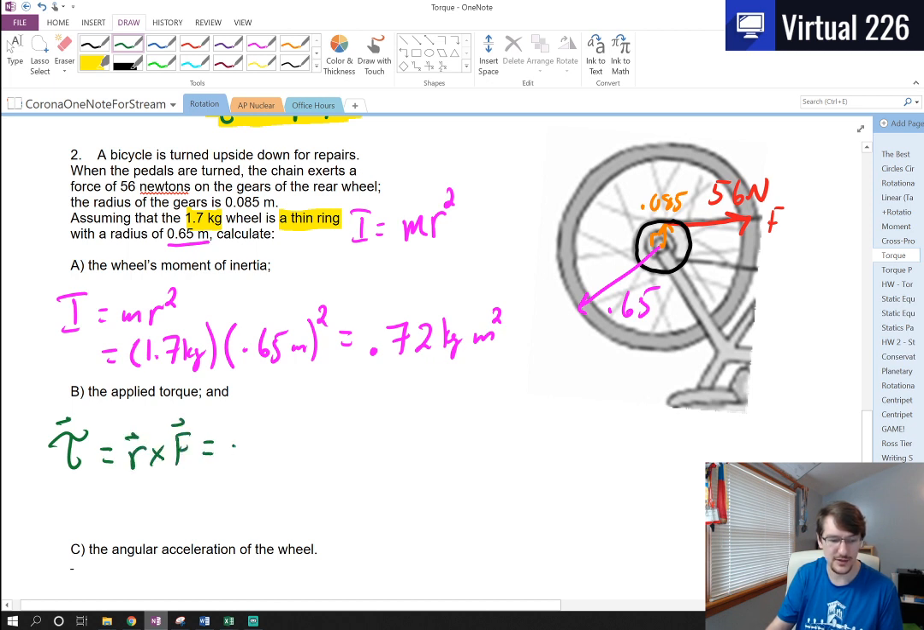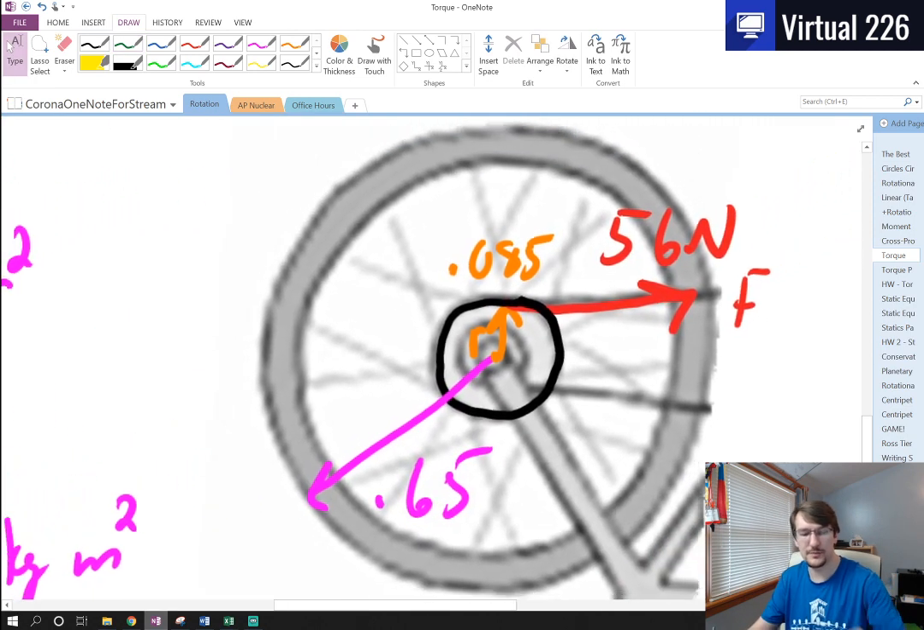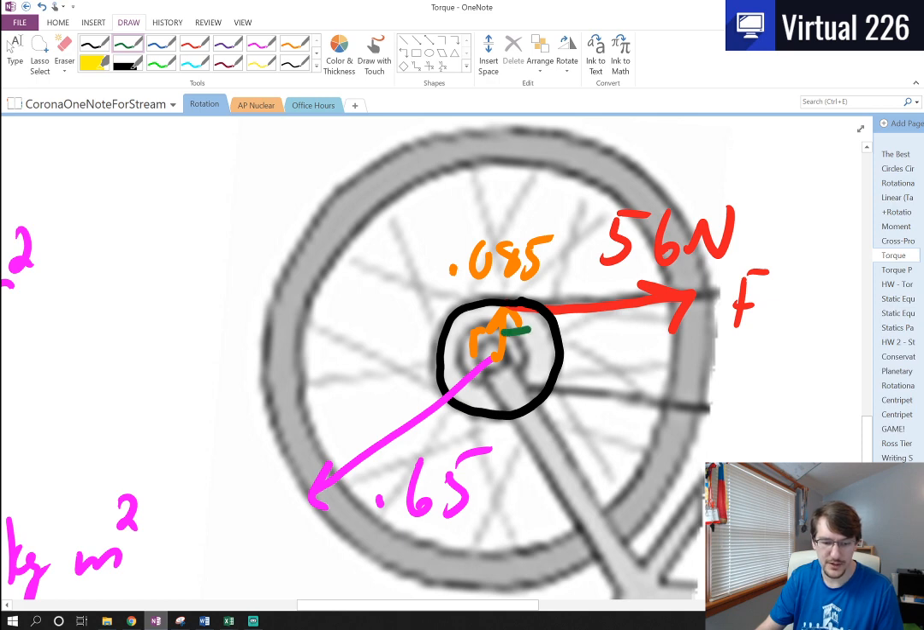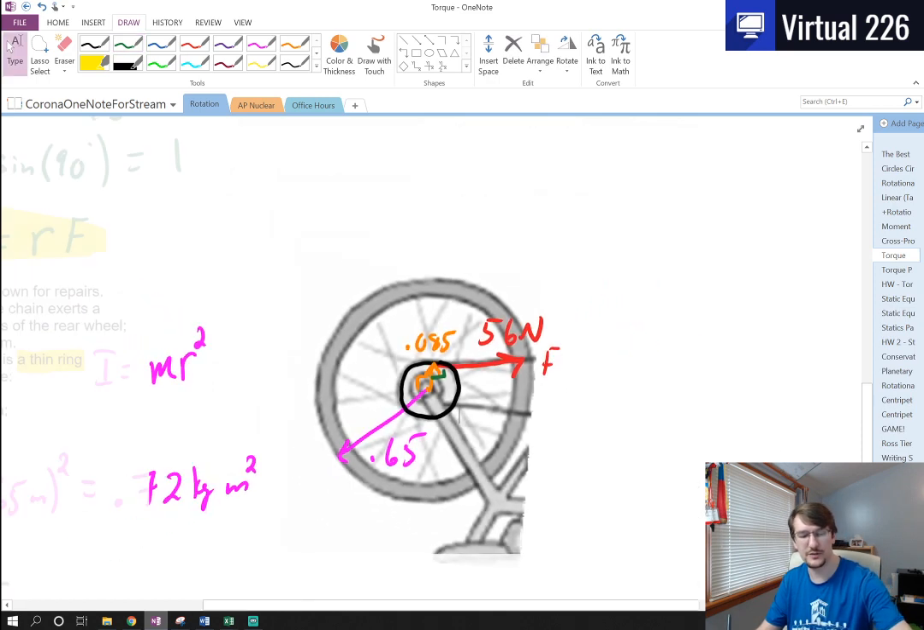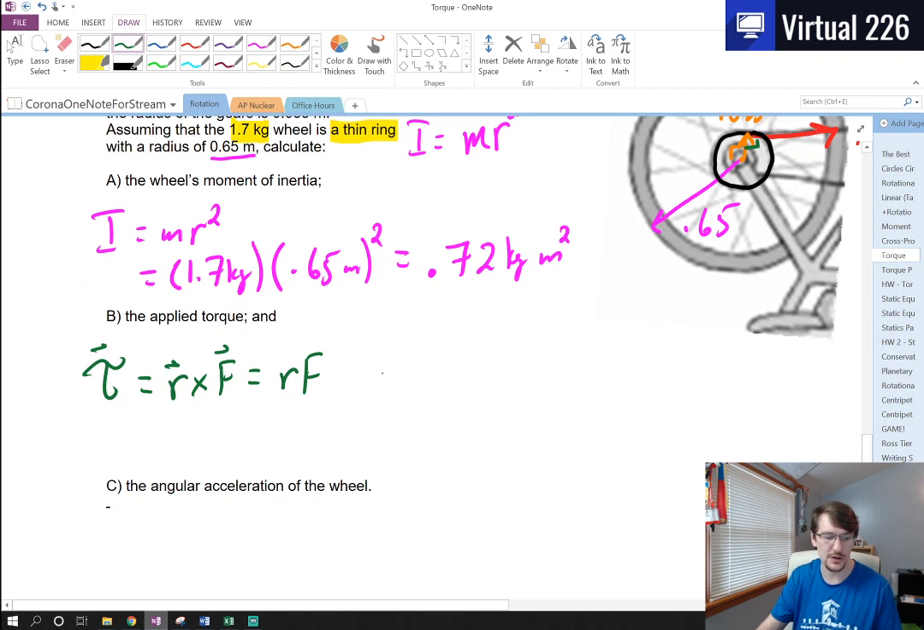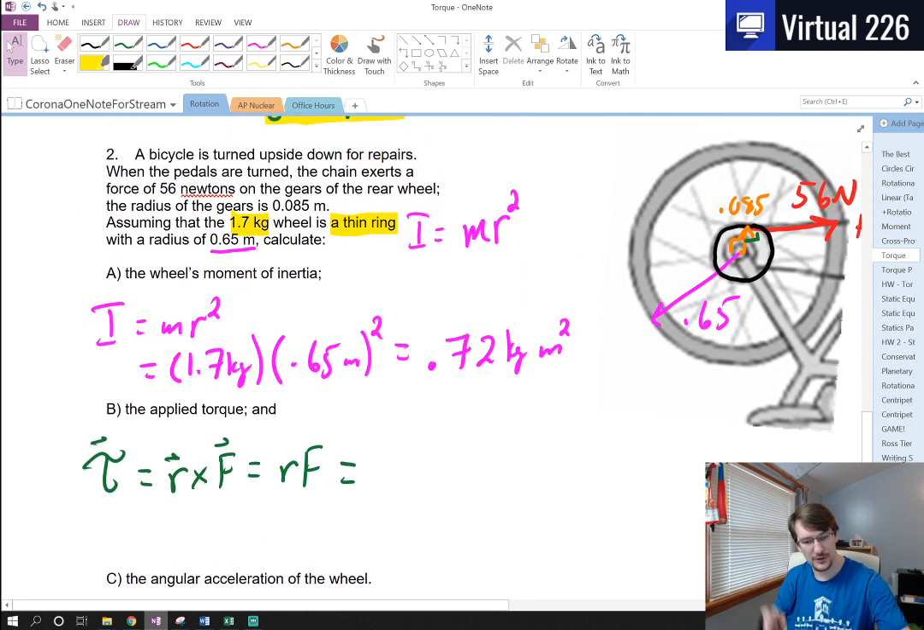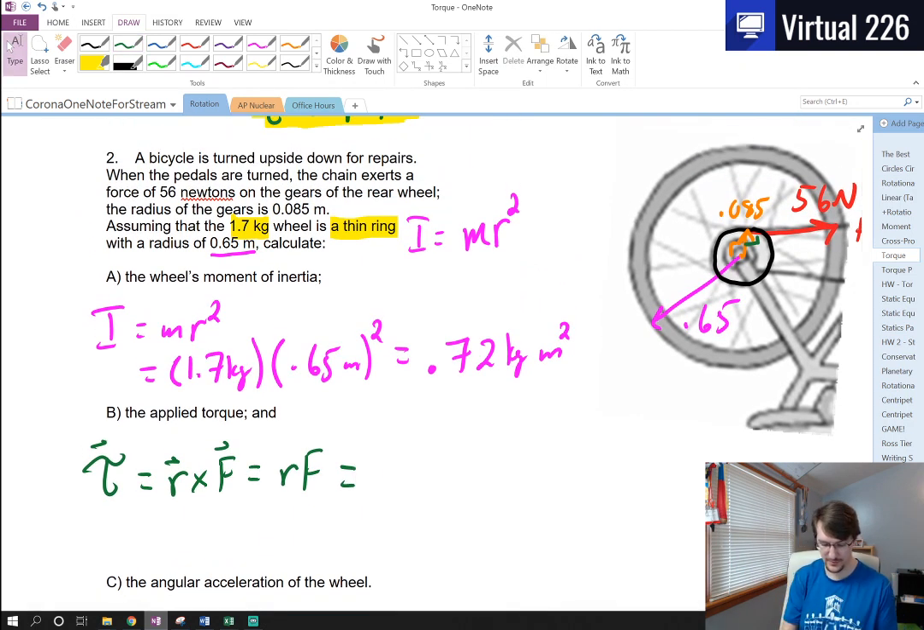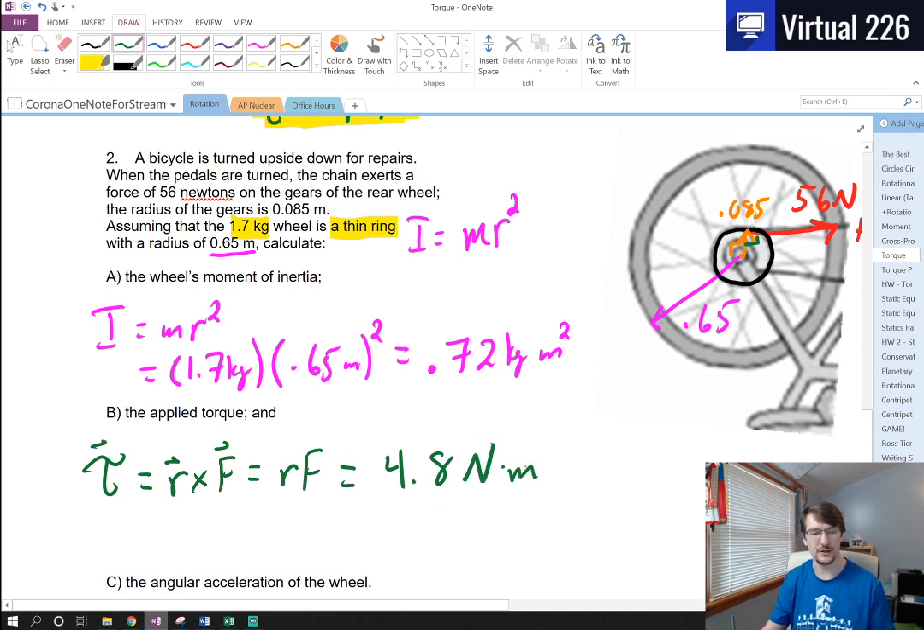To find the applied torque, we know torque is going to equal R cross F, and in this case it's just going to equal RF because these moment arm and force vector are 90 degrees from each other, so the sine of 90 is going to equal 1. So R times F is all we need here. For our two values, that's the 0.085 times the 56 for the force. It's going to give us 4.8, and our units there are going to be newtons for force times meters, or newton meters.